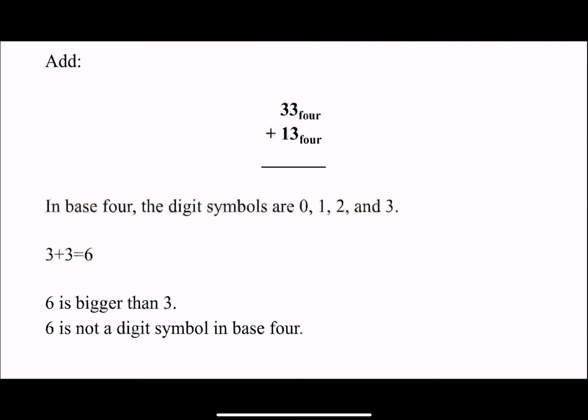Okay, so as you see, first of all, I added 3 to 3. It's 6. 6 is bigger than 3, right? In base 4, we're supposed to have 0, 1, 2, and 3. These are the digits that we have in base 4. So 6 is not a digit symbol in base 4, so I convert it, right?